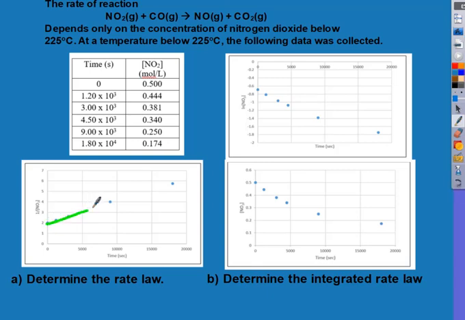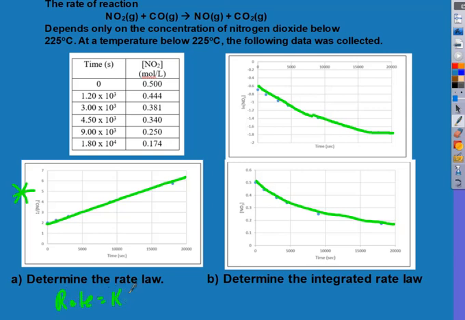So this one is the straightest line. This one kind of looks like it to be straight, but it starts curving down at the end. So out of those two, this one is the straightest one. And then this one's definitely curved. So we know that it's second order.